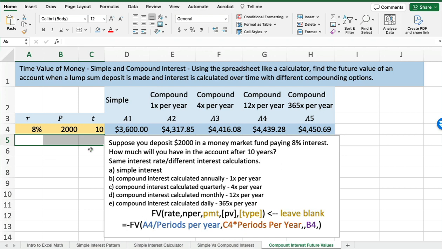And this is basically just future value. So we're going to talk a little bit more about compound interest going forward. But this is just the start.